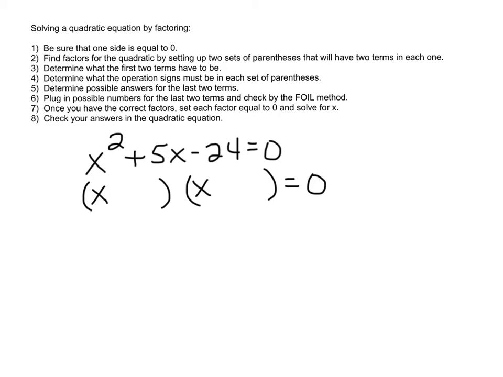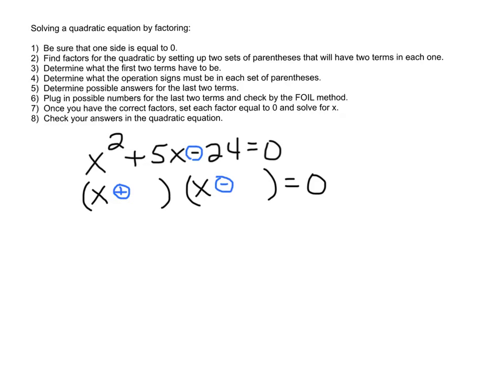In this particular quadratic equation, once again, this is a subtraction, which means that these 2 signs have to be different because I have to get a subtraction. I have to get a negative number. So I know that one of them has to be addition. I know the other one has to be subtraction.